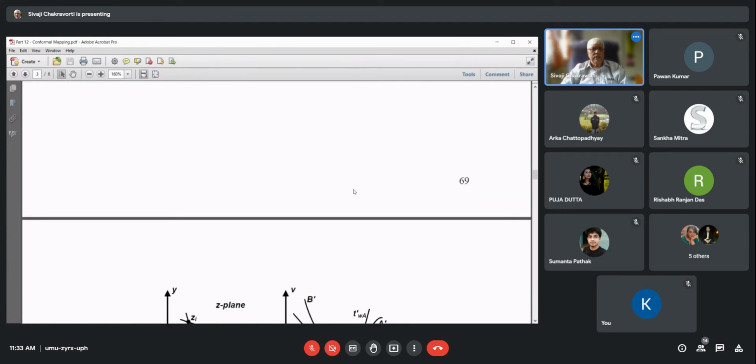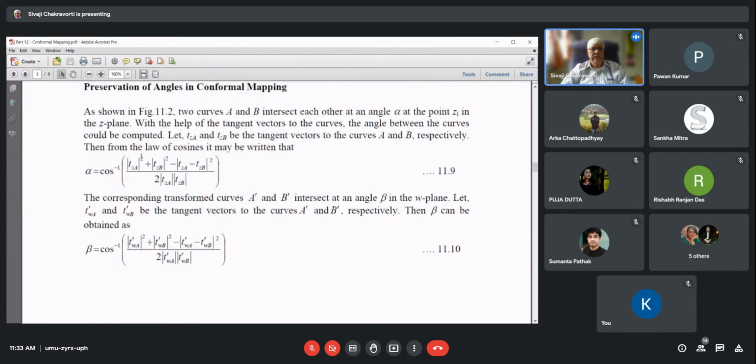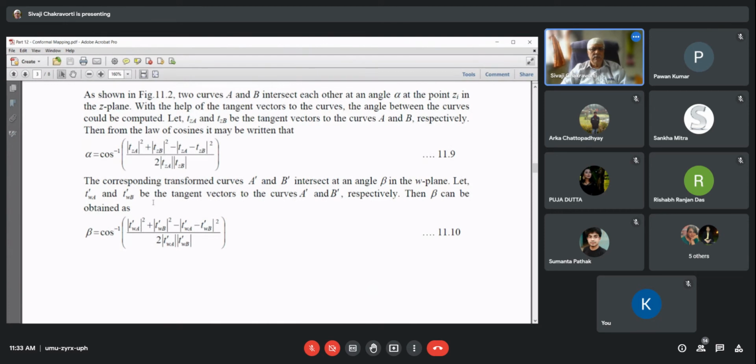Can I prove it? It is done in this way: if you remember your knowledge from earlier, equation 11.9, cos of alpha can be represented in this form. And similarly, cos of beta on the w plane, where cos of alpha is on the z plane and cos of beta is on the w plane, is equation 11.10.